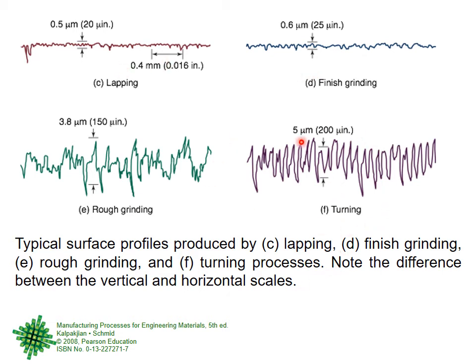So rough turning, general turning, 5 microns; rough grinding, a little less than 4 microns; finish grinding, 0.6 or 0.7 microns; lapping, less than half a micron. See, 1 micron is already 1 micrometer, 10 raised to minus 6. So if you can control the surface within 1 micron, it is already a very good surface.